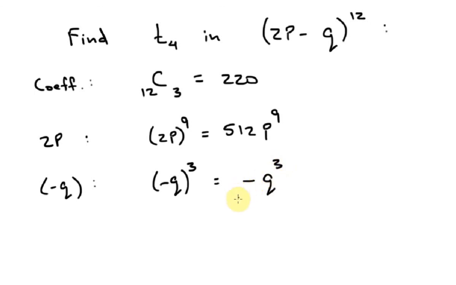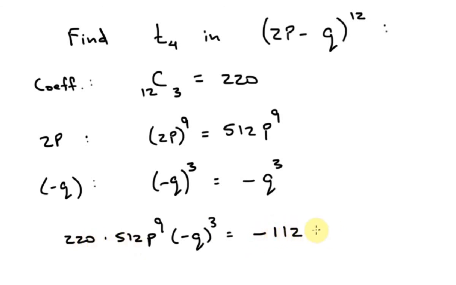Okay, let's put it all together. We've got 220 times 512p to the 9 times negative q cubed. All right, so let's put the negative with the 512 and the 220. Gives us a great big coefficient, negative 112,640. Then there's a p to the 9 and a q cubed. And there it is, the fourth term.